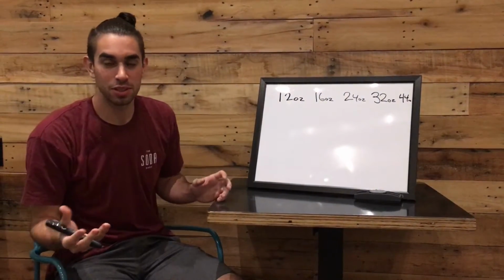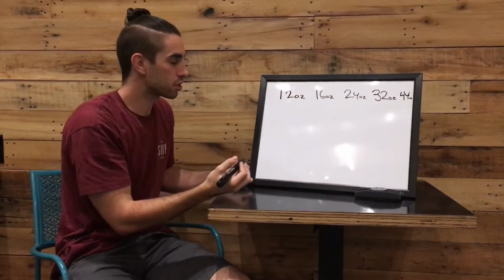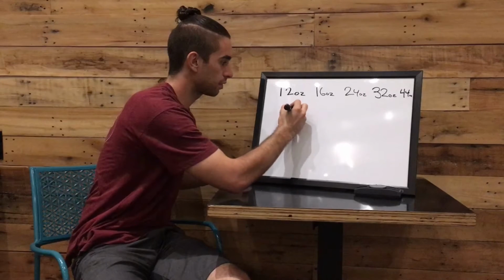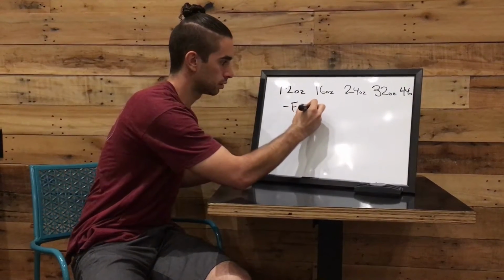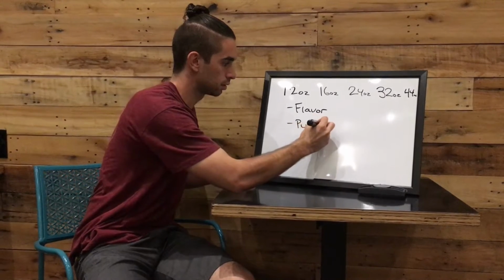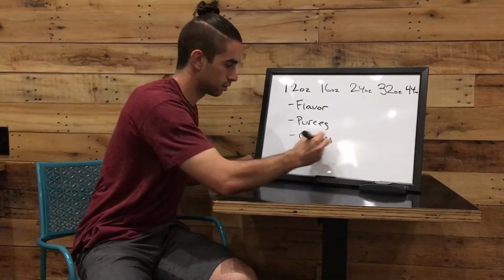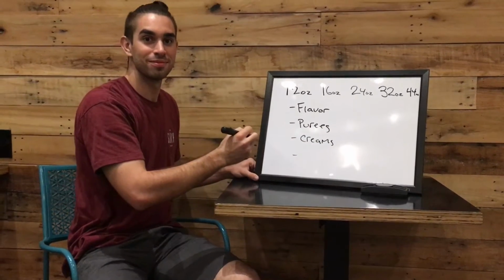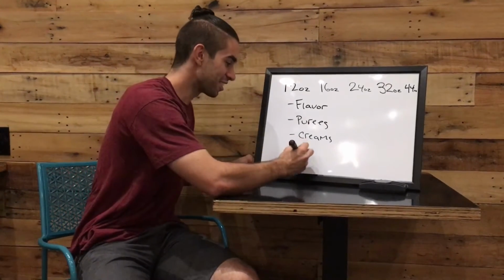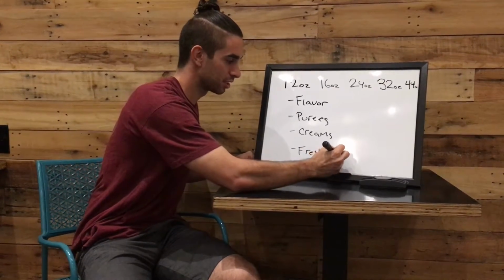As you also remember, we have a few basic ingredients that go into each one of our drinks. Obviously we have the soda base, then we have the flavor, we have purees, we have creams, and what's the last one? Fruit. Good. We also use fresh fruit in our drinks.